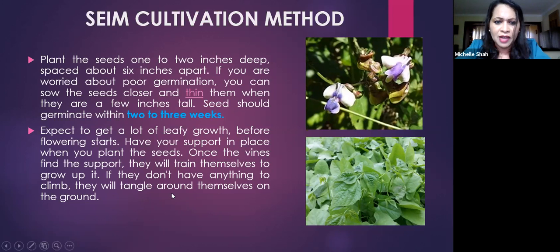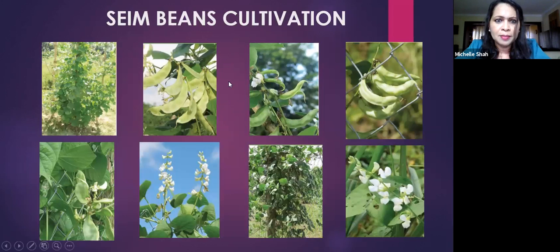You'll see the diagrams of the same beans and the flowers. These are various types of beans, the varieties, and some of the flowers of the same. But only three types are grown by the farmers right now in Trinidad.